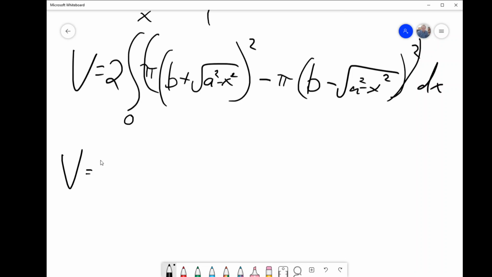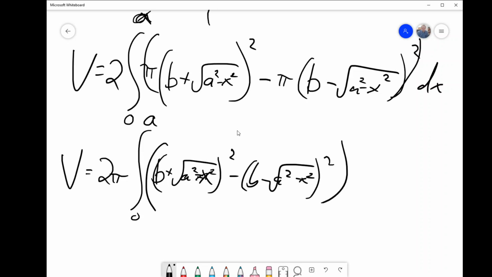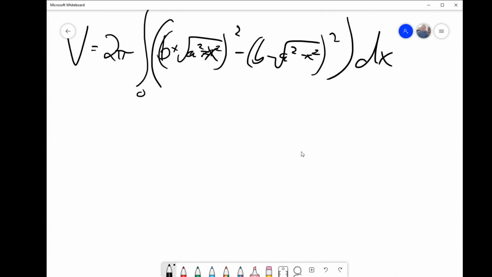So if we pull out our common factor of 2 pi, we have the integral from 0, sorry, we don't want to end it at x, we want to end it at a. Integral from 0 to a of b plus root a squared minus x squared, squared, minus b minus the square root of a squared minus x squared, squared. All integrated with respect to x. So our next step is to simplify that integrand.